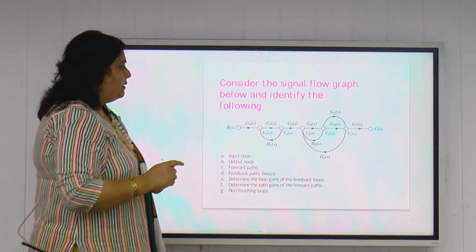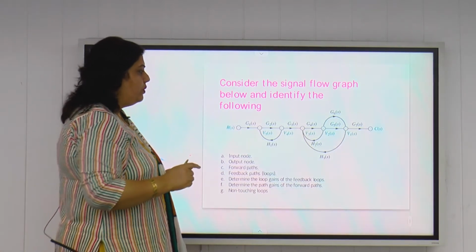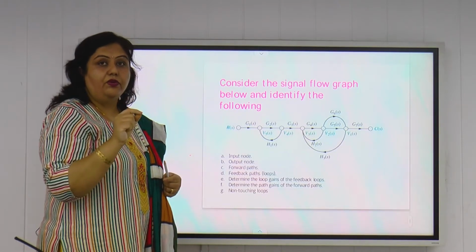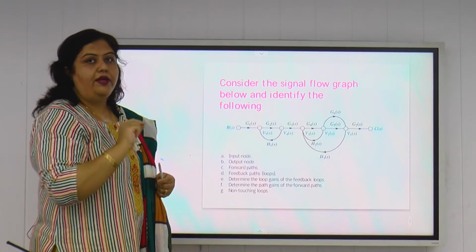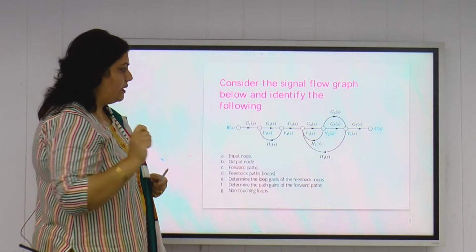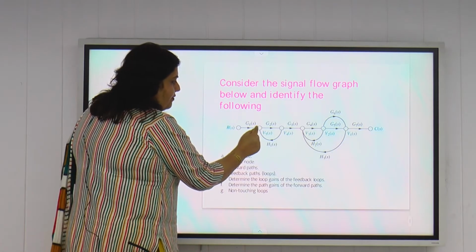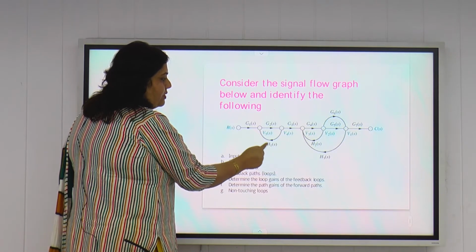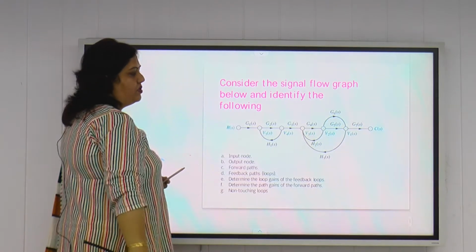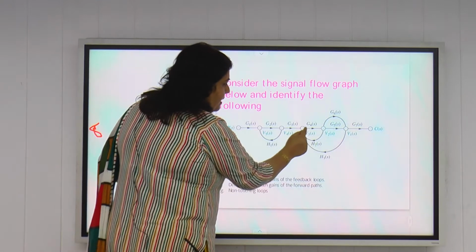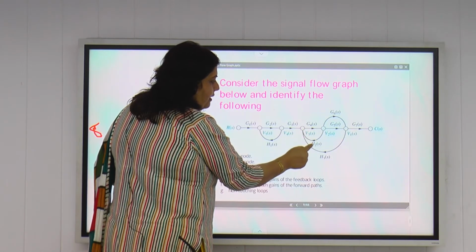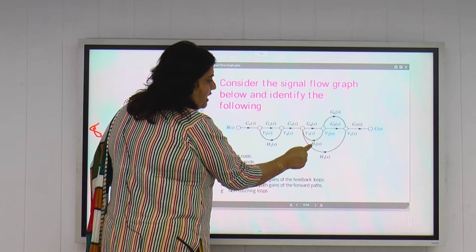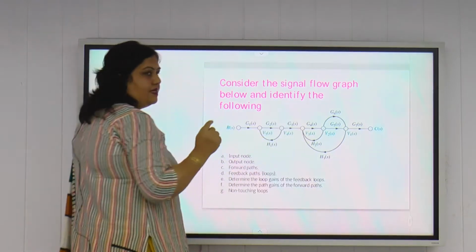Then we see loops. If we talk about loops, we start from a node, we come back again to that node, and no other node should be encountered more than once. So if we take this, we start from this node and we come back to this node. So the transfer function will be G2 into H1. So G2 H1 will be the first loop. Second loop will be this. This is G4 and the feedback path is having the transfer function H2. So G4 H2 will be the second loop.